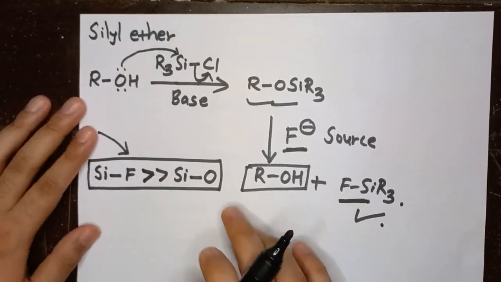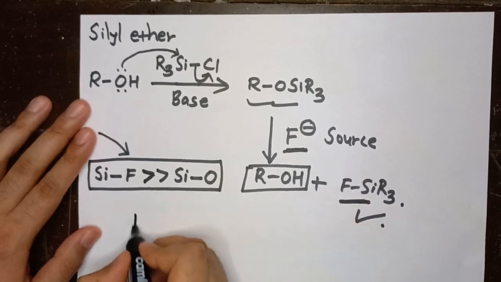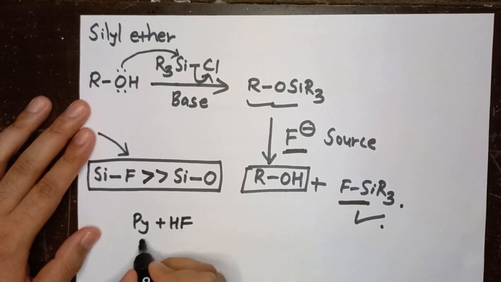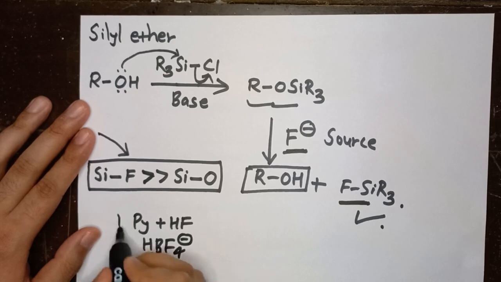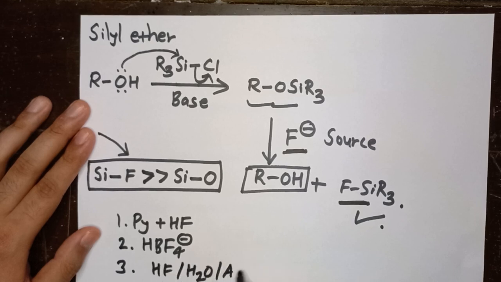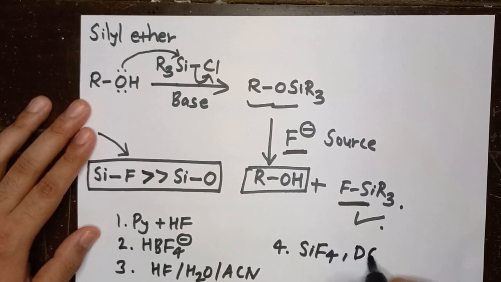Now what are the F minus sources you can see? You can see pyridine with hydrogen fluoride. You can use HBF4. So this is my first reagent. You can use a second one: you can react with HF, water, ACN mixture. You can use SiF4, indium.